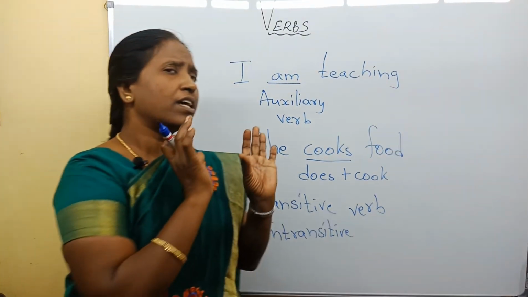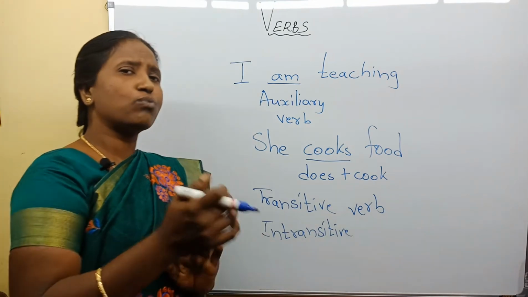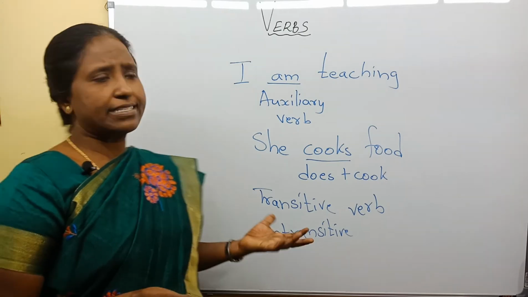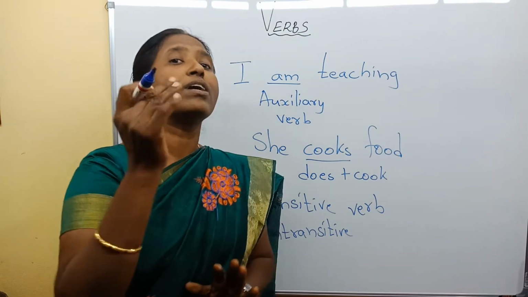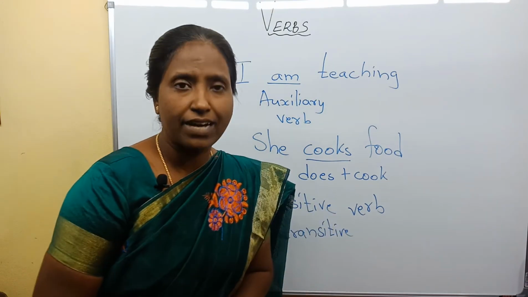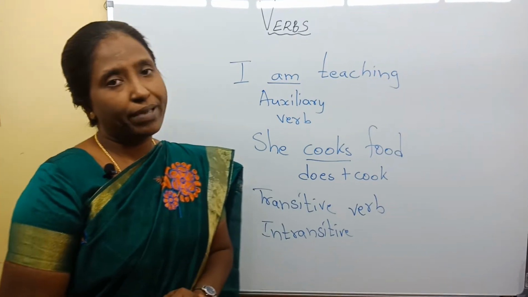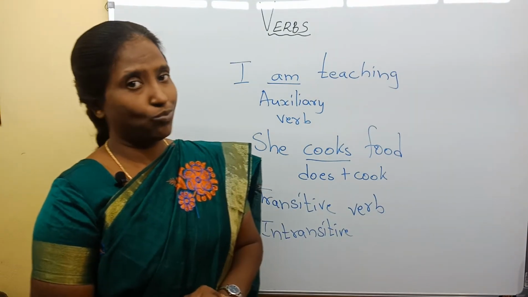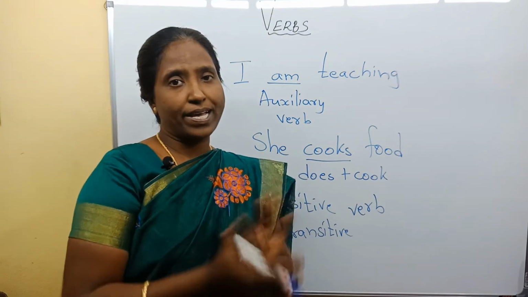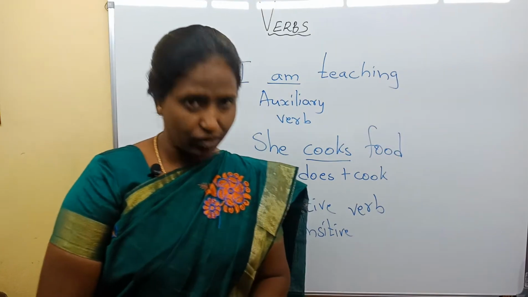So here the effect of the verb falls on the object. Such a verb is called a transitive verb. Intransitive means the effect of the verb does not fall on the object. Why I am telling you this transitive and intransitive is, only for transitive verbs can we make the passive voice. Active voice, passive voice, I will be telling you in the next videos. In active voice and passive voice, we can make the passive voice only for the transitive verbs.